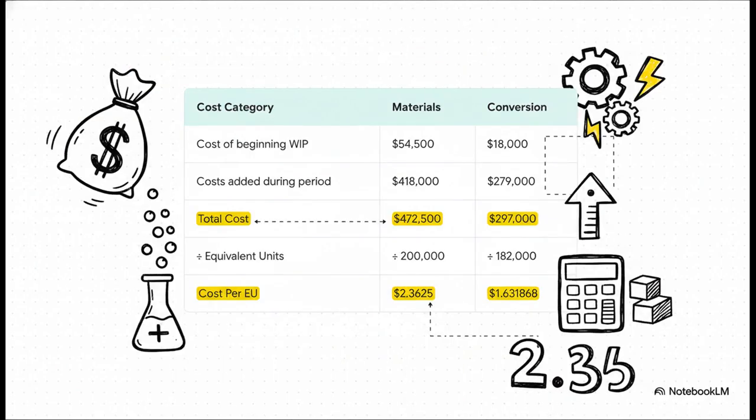Okay, time to talk money. With the weighted average method, we basically just blend the old costs from our starting inventory with the new costs from this month. So for materials, we take the starting cost of $54,500 and add the new cost of $418,000. That's a total of $472,500. We divide that by our 200,000 equivalent units for materials, and we get a cost of about $2.36 per unit. We do the exact same thing for conversion, and that comes out to about $1.63 per unit.